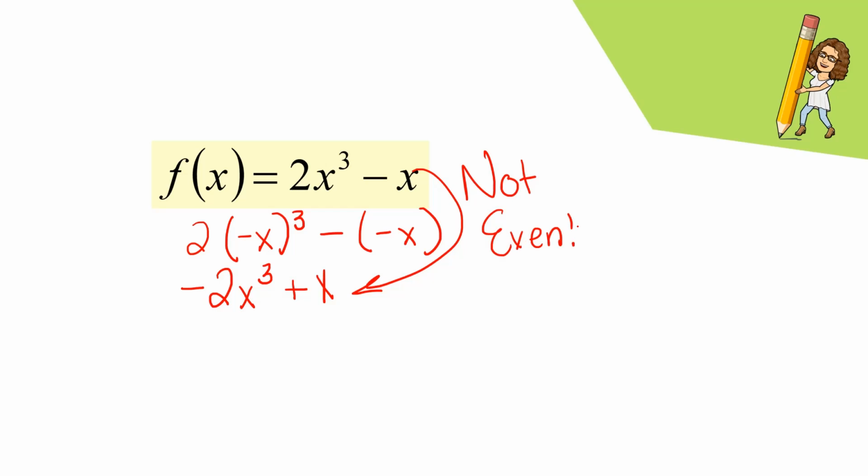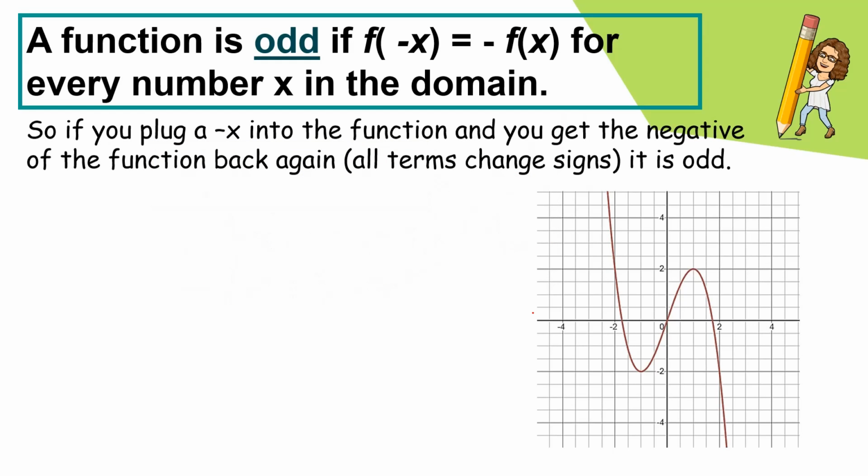Let's take a look at the graph here. Yep, no y-axis symmetry, right? Nothing happening there. So this is definitely not an even function. But you're probably like, well, Marsh, look at that graph. Isn't that odd? Because it has origin symmetry, right? You're right. That one actually is an odd function.